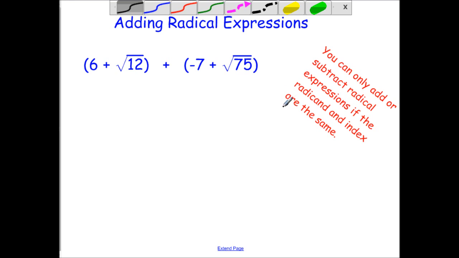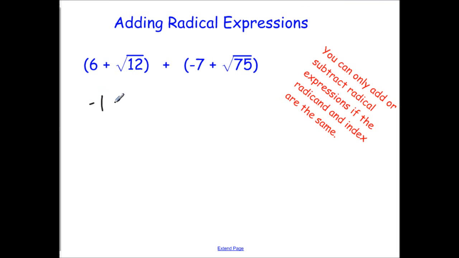You can only add or subtract radical expressions if the radicand and index are the same. So the index is 2 on both of these. So what we can do is we can add the 6 and negative 7. So 6 plus negative 7 is negative 1. But then we can't add these yet because root 12 and root 75 don't have the same radicand. So plus root 12 plus root 75.